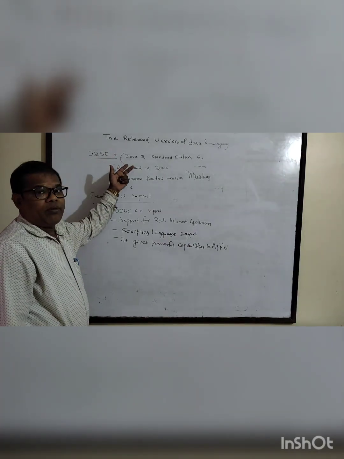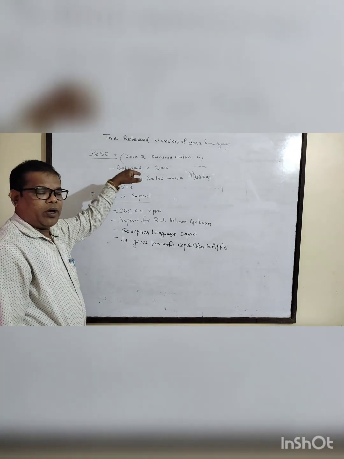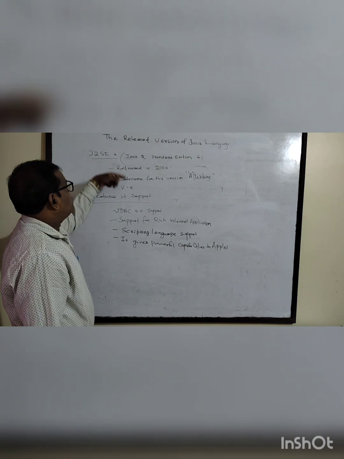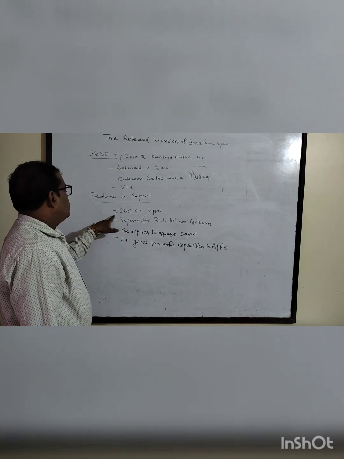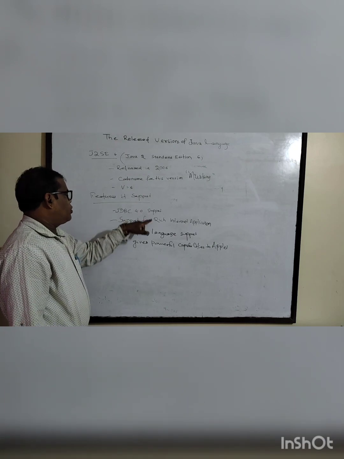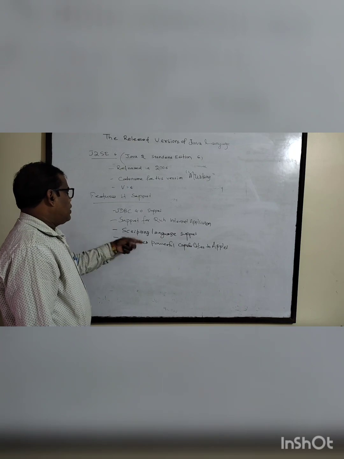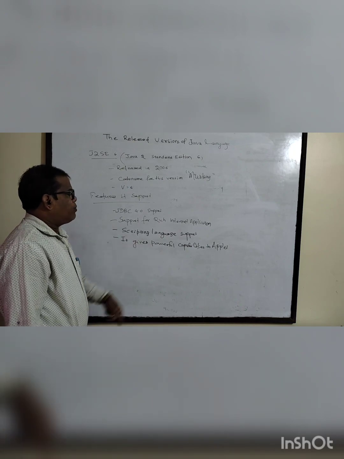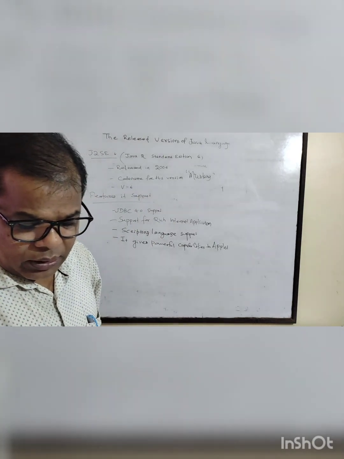As I told you, from Java 2 Standard Edition 5, that is 1.5, it changed to Java 2 Standard Edition 6. What are the features supported here? JDBC 4.0 support, support for rich internet applications, and scripting language support. It gives powerful capabilities to the applet here. Now, very next we will come to the following.